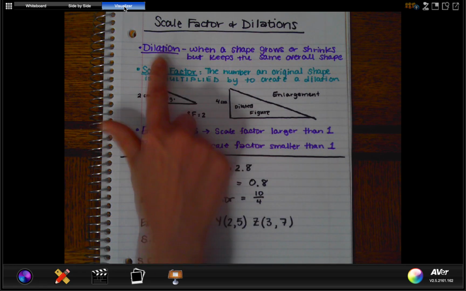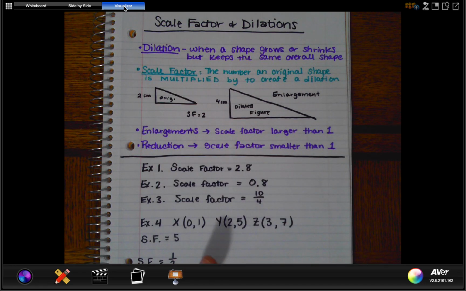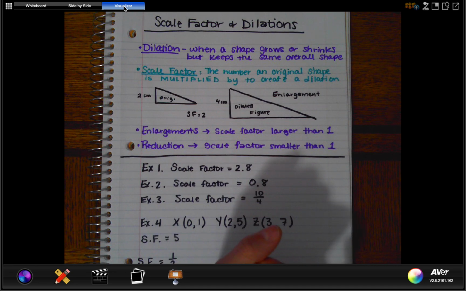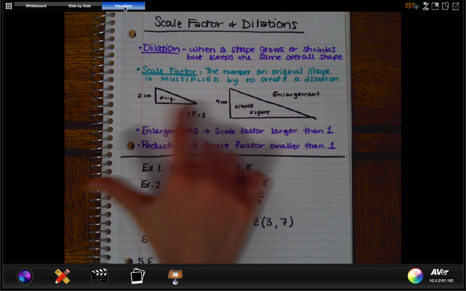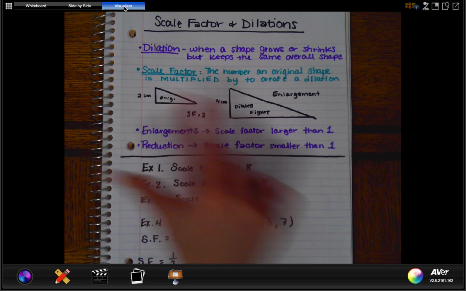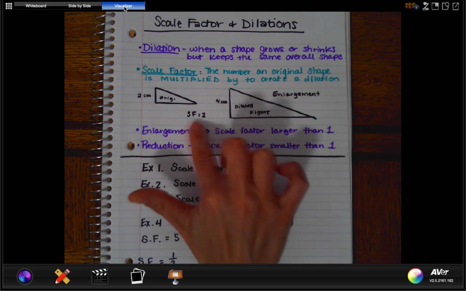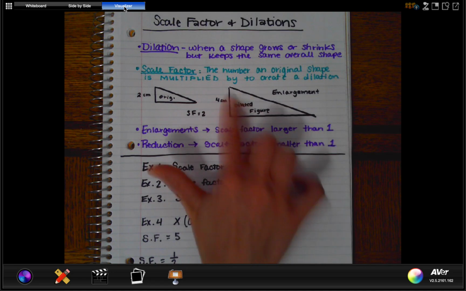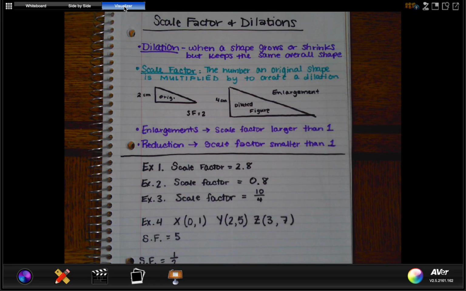To begin with, let me remind you what a dilation is, and that is when you have a shape of some sort and it either grows or shrinks but keeps the same overall shape. So I tried to draw a little example down here. This is an example of a dilation. You have an original right triangle here, and if you dilate it by a scale factor of 2, then it's going to make it larger. It's going to keep its same shape, but it's going to be larger.